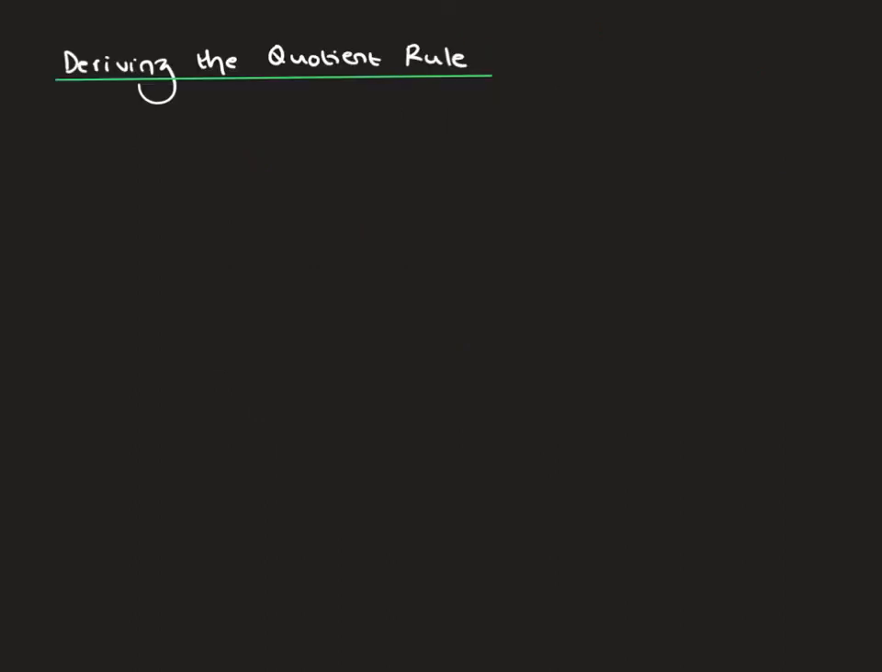Now, we're going to have a look at how we derive the quotient rule, so where does it actually come from? So let's start with y equals u over v, where u is some function of x and v is some function of x, which means that u and v can both be differentiated with respect to x, which means that du by dx and dv by dx can be found. Now, I'm going to rewrite this as u v to the negative 1, and we're then going to apply the product rule.